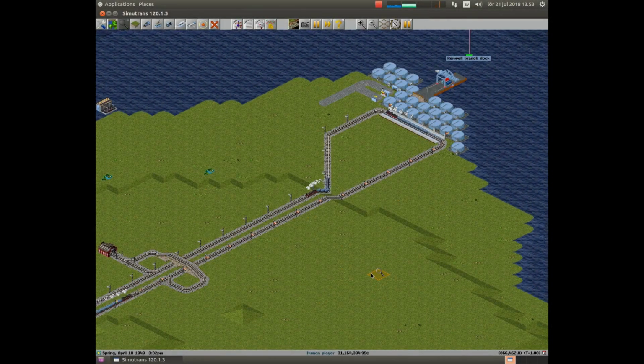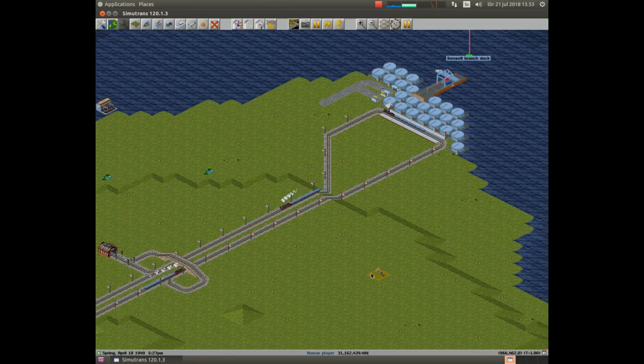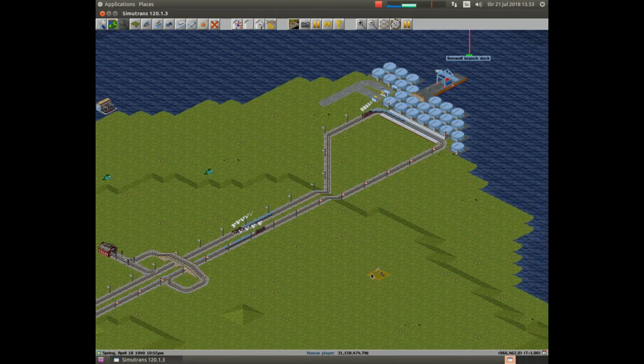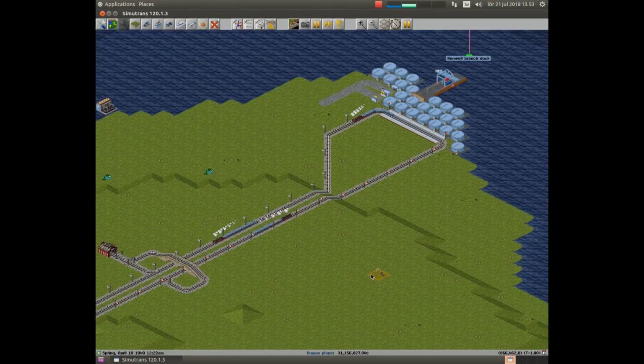The supply chain for chemical is now finished. I have the right number of trains, trucks, boats and so on. So it's now time to move on to the medical supply chain.